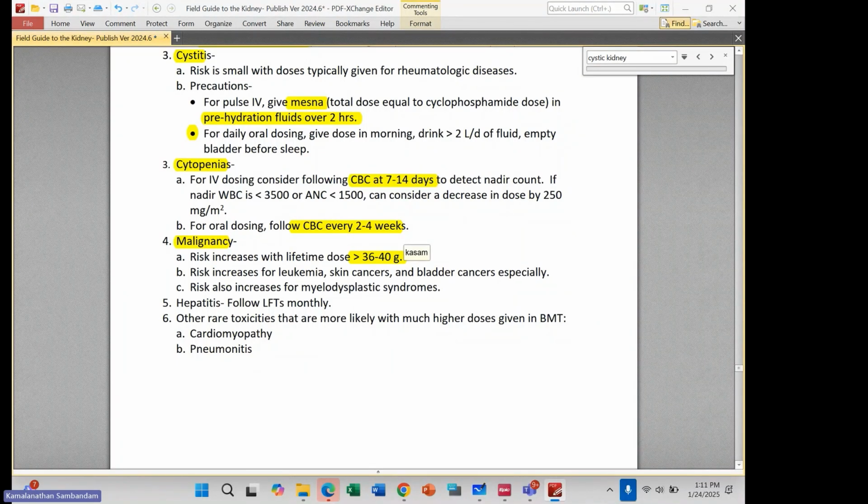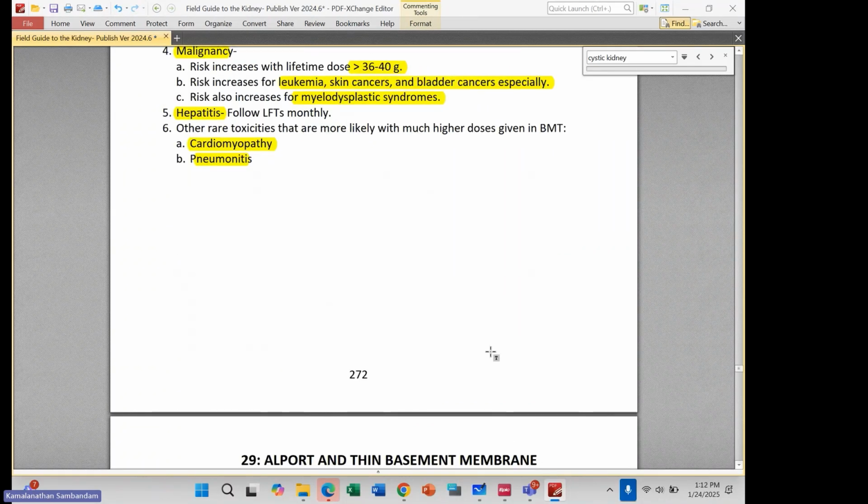Okay. The cancers that are most common are the leukemias and skin cancers. Bladder cancers are also increased in risk, okay, compared to the general population. You can also have non-cancerous myelodysplastic syndromes as well, aplastic anemia, for instance, etc. Okay? I haven't seen much hepatitis with cyclophosphamide, but it is a possibility. And the cardiomyopathy and pneumonitis are really with the BMT doses of these medicines, not with the doses we use.